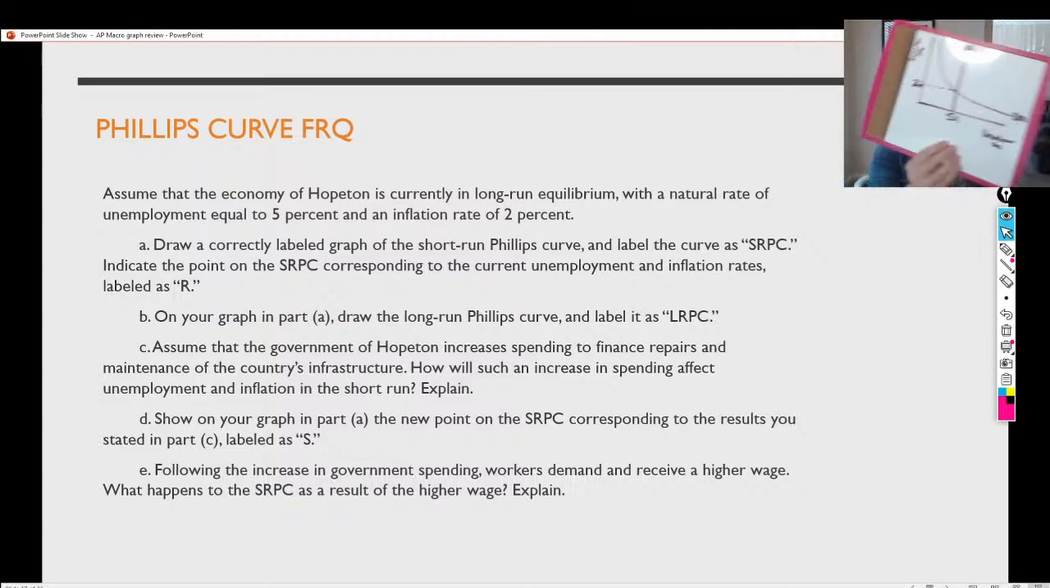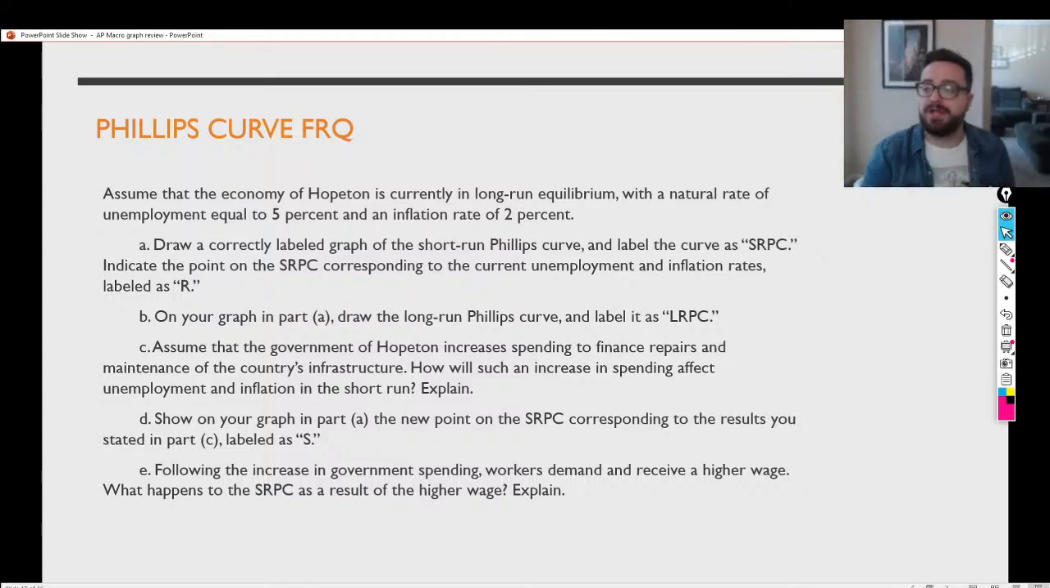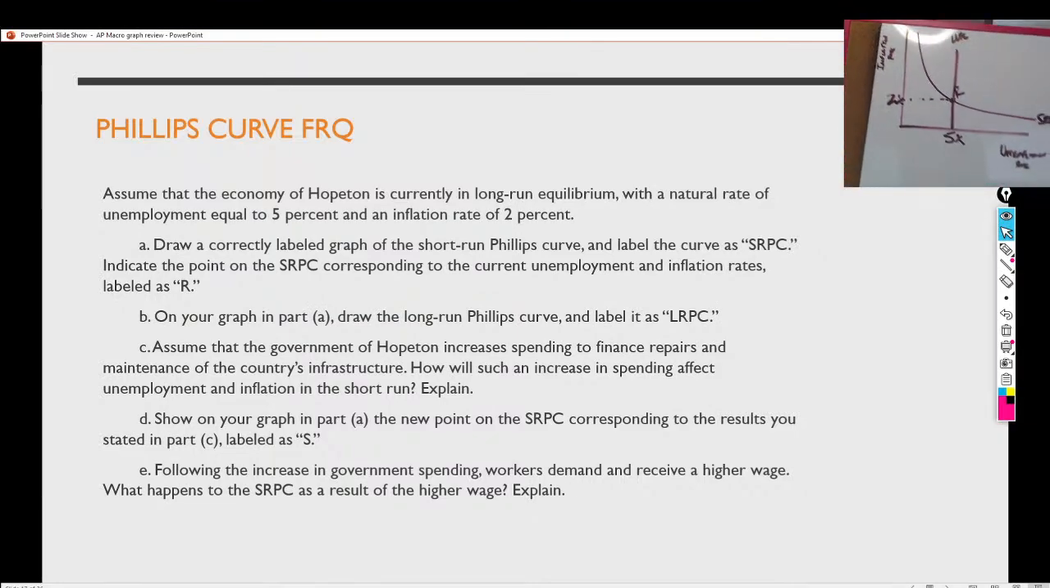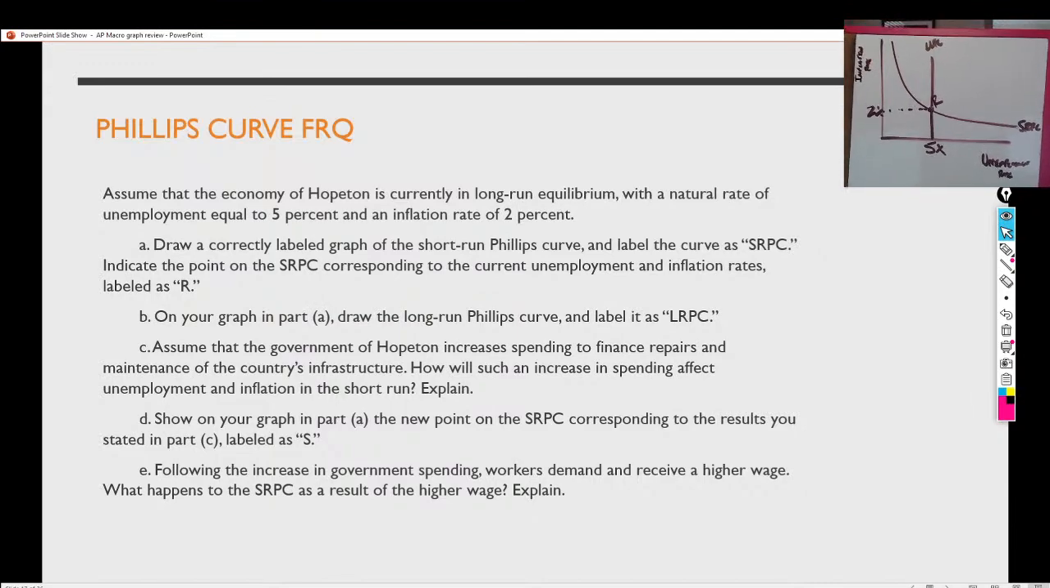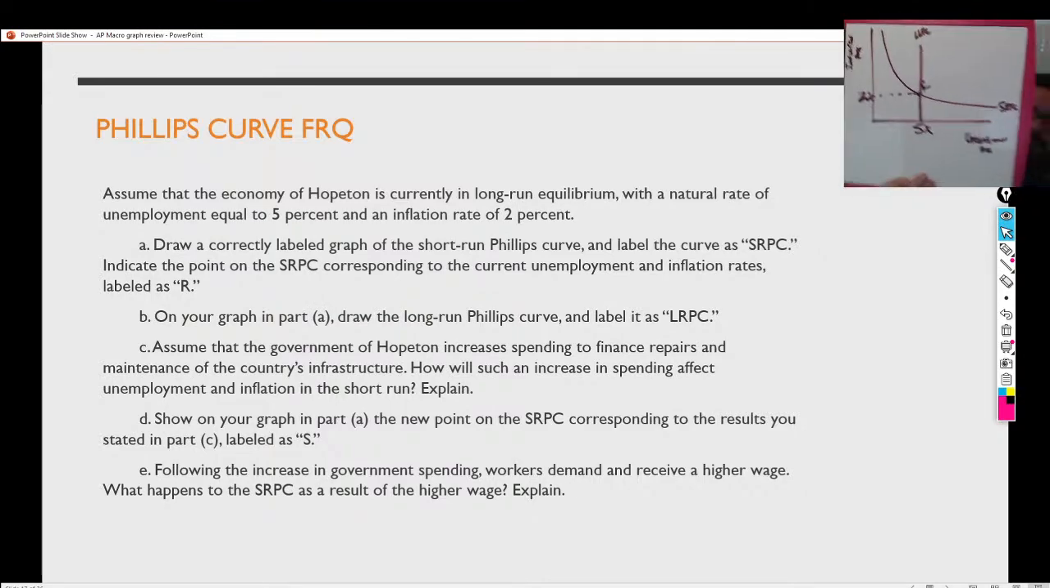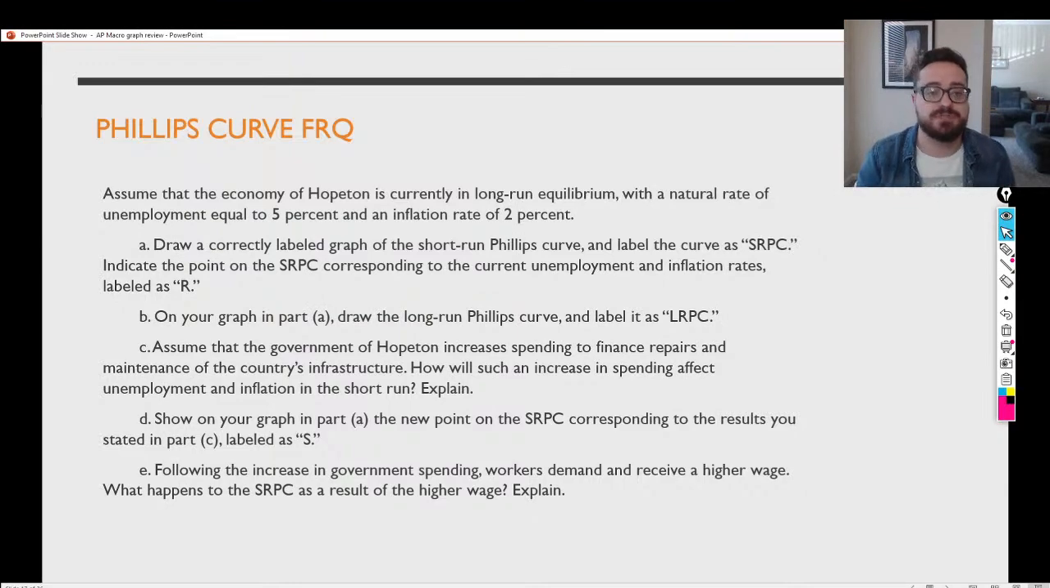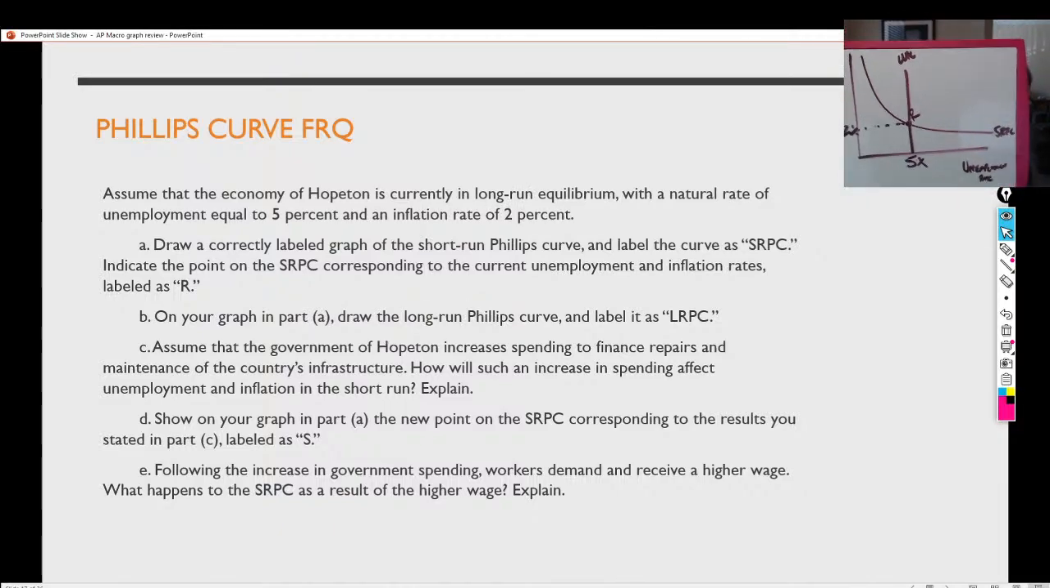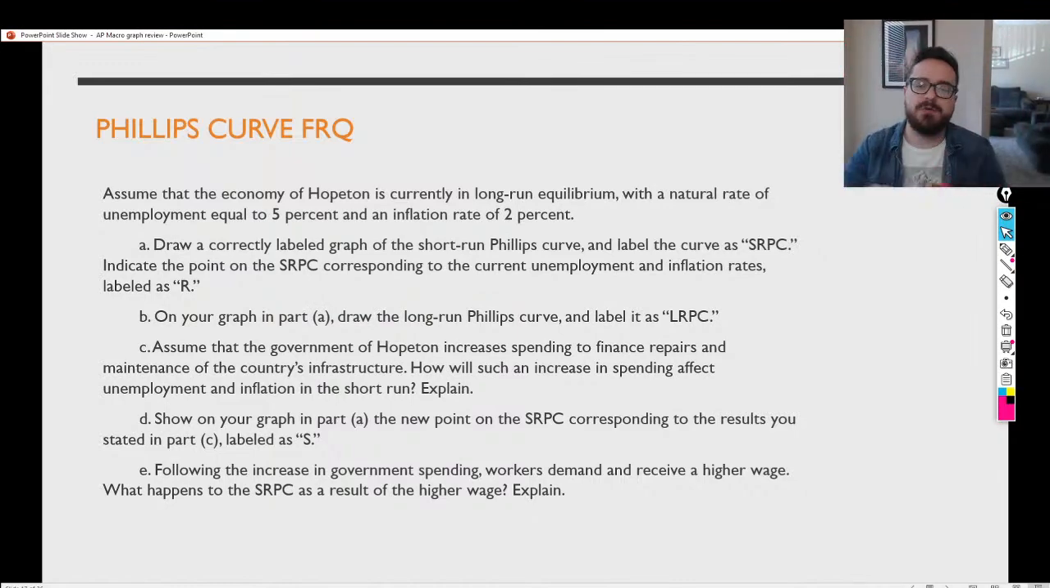So, here's my graph. Oh, and the point is R. It'll indicate a point as point R. So I've got inflation rate, unemployment rate, LRPC, SRPC, 5% for the unemployment rate, 2% for the inflation rate. Again, it gave me numbers. If it gives you numbers to put on your graph, put those numbers on your graph. Stop hiding them. Okay, on your graph, draw the long-run Phillips curve, label it LRPC. Boom, already did it. It goes right through point R because I'm at long-run equilibrium.